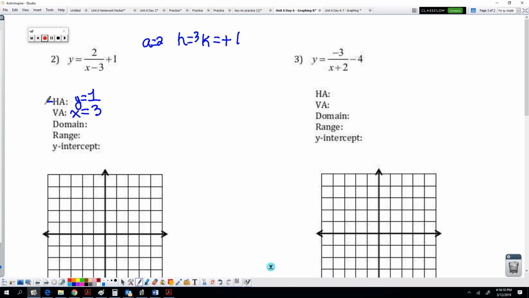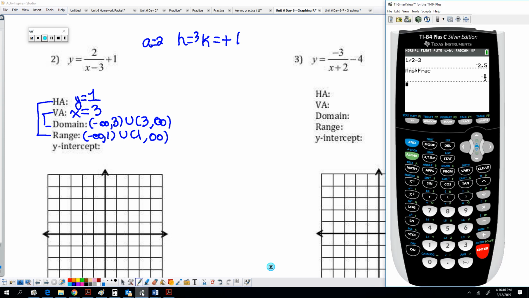So now my HA goes with my range, and my VA goes with my domain. If it helps you, you can always figure out your vertical asymptote and your horizontal asymptote afterwards. That's fine. Either way works. And now my domain. I want to show you the other notation as well. So it's going to be negative infinity to 3, and then 3 to infinity, because it can't be 3 for your x. And then your range is negative infinity to 1, or from 1 to infinity.